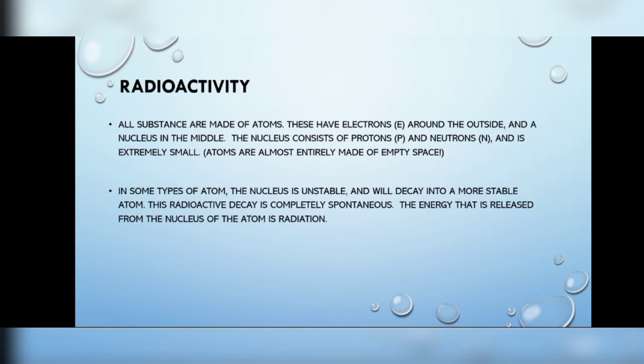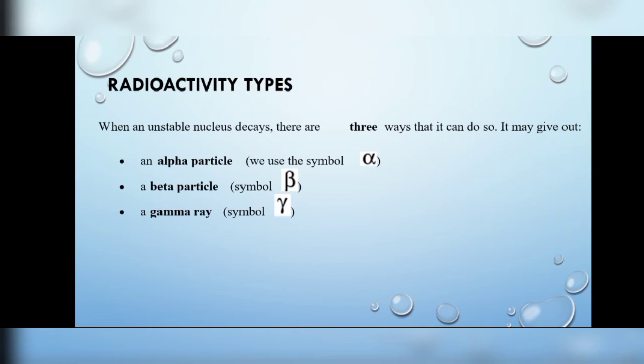All substances are made of atoms. These have electrons around the outside and a nucleus in the middle. The nucleus consists of protons and neutrons, and is extremely small. In some types of atoms, the nucleus is unstable and will decay into a more stable atom. This radioactive decay is completely spontaneous. The energy that is released from the nucleus of the atom is radiation.